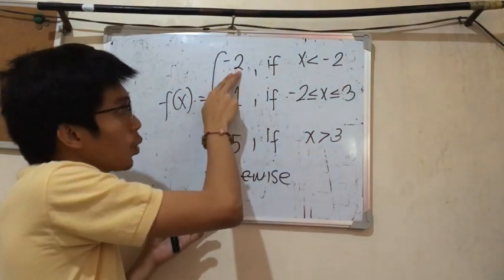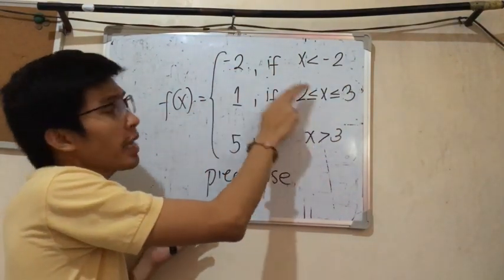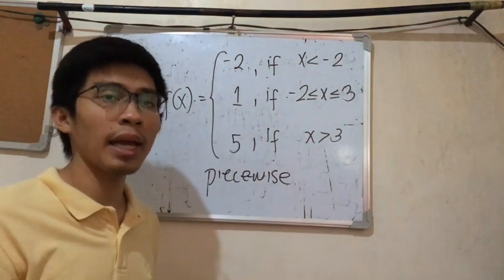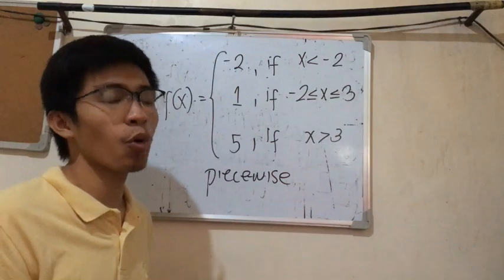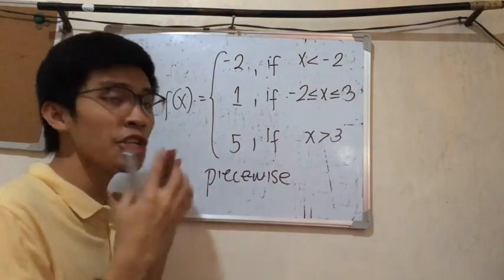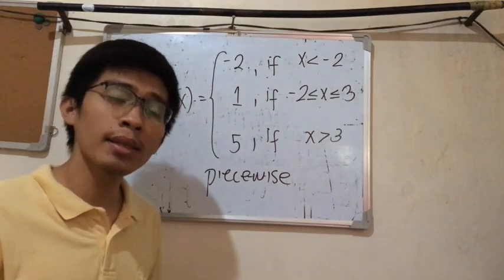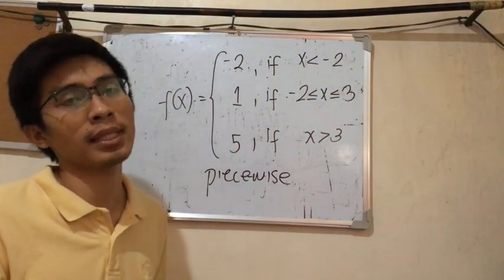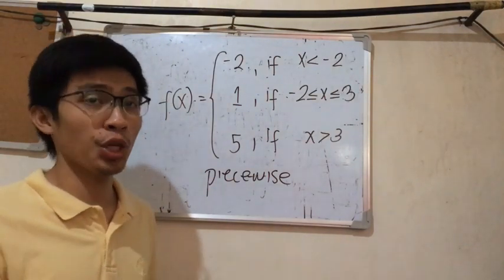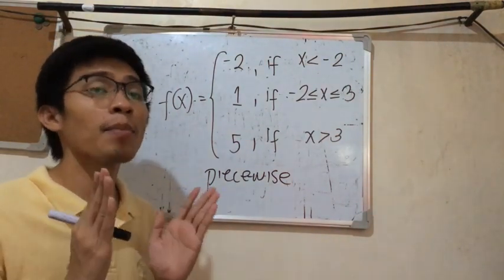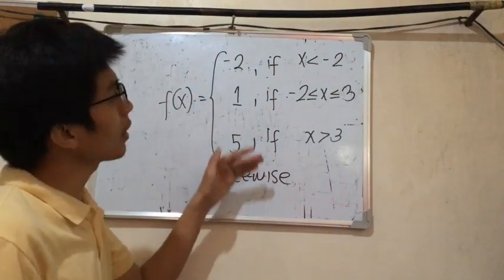And for negative 2, it doesn't work in this domain, and it does not work in this domain because they are only working in the respective domains of x's. In short, this kind of function has discontinuity at points, or is not continuous, simply because we have breaks, we have gaps in between.